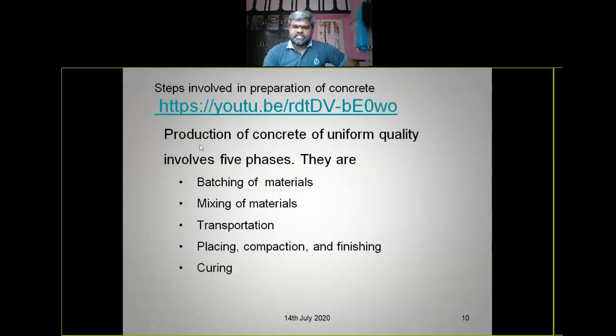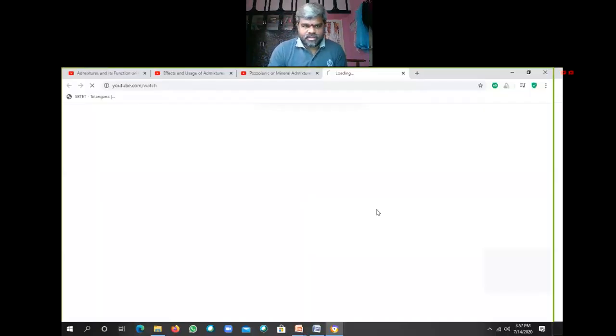Actually, there are five phases involved in concreting. First is batching of materials, meaning taking the materials in the required proportions, adding them and mixing the materials, meaning preparation of the concrete, and transportation of the concrete to the site where it has to be placed. Then placing of the concrete carefully without segregation and compacting it to remove all honeycombing and all voids, then finishing the concrete and then curing. These are the five phases which are essentially required for any concreting work.